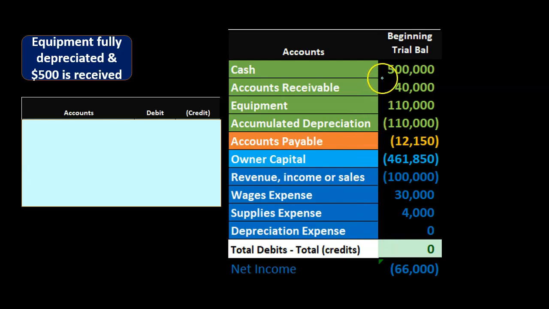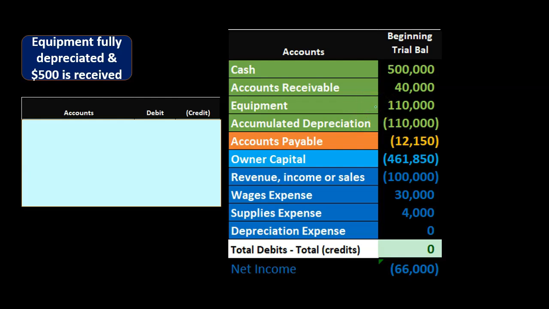In our trial balance, the debits are represented with non-bracketed numbers or positive numbers. The credits with bracketed numbers, the debits minus the credits then being equal to 0, meaning we are in balance. The revenue minus the expenses is the $66,000 net income. In this scenario, we can see that it's fully depreciated, this piece of equipment that we're selling, this 110 representing one piece of equipment. Because it's fully depreciated here, the accumulated depreciation is equal to the equipment.